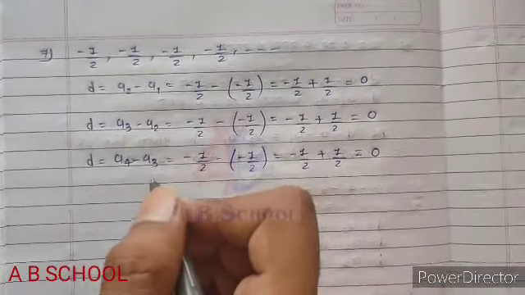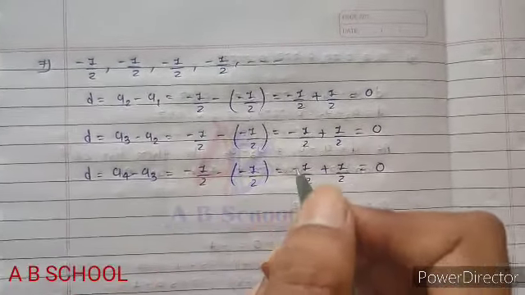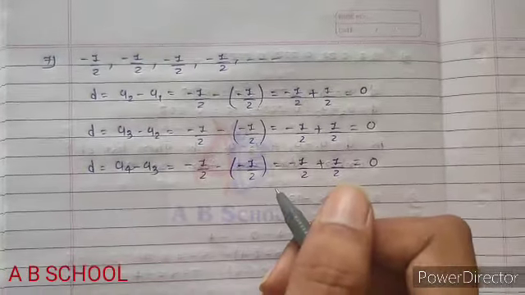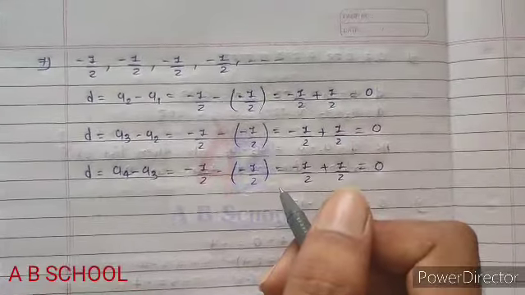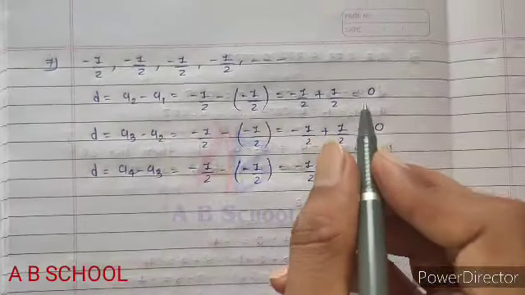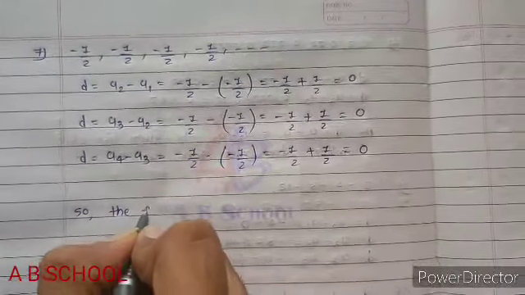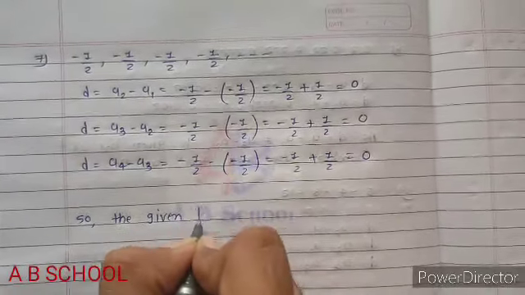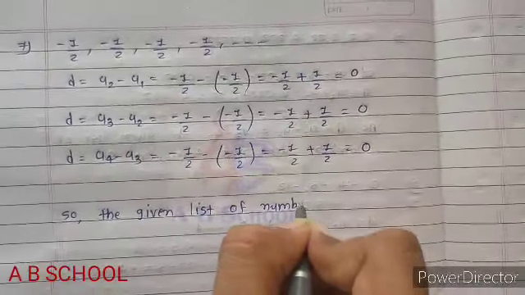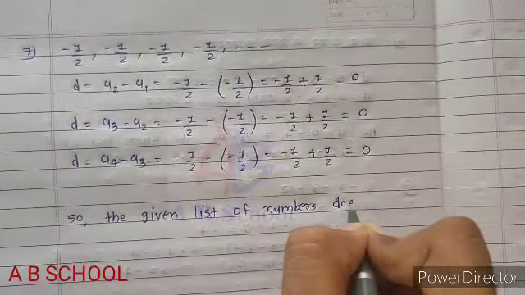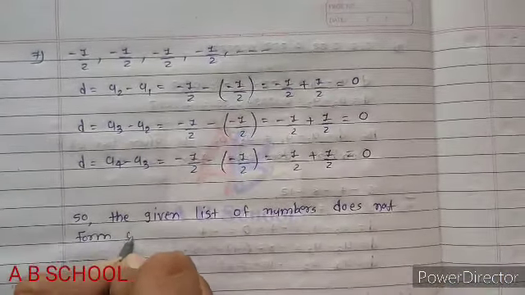But the condition of the common difference is: if the common difference D is a non-zero constant number for all the terms, then we can say that the given list of numbers forms an AP. But here D is equal to 0. So the given list of numbers does not form an AP.